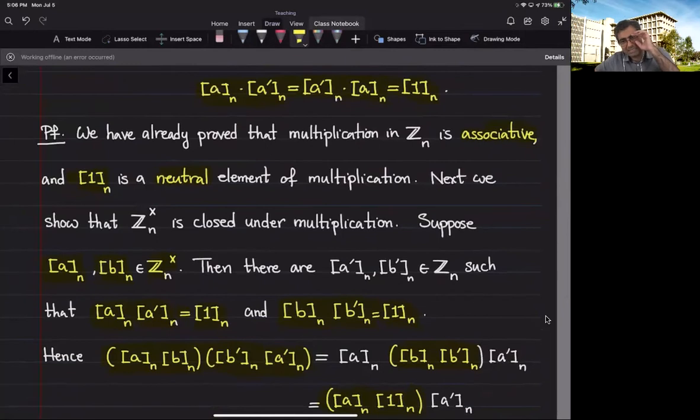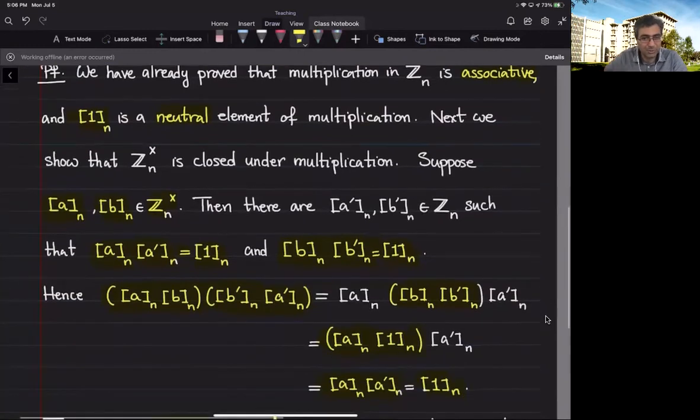Now let's see why the set of units is closed under multiplication. So let's pick 2 units, and we need to show that the product is also a unit. What does it mean that something is a unit?